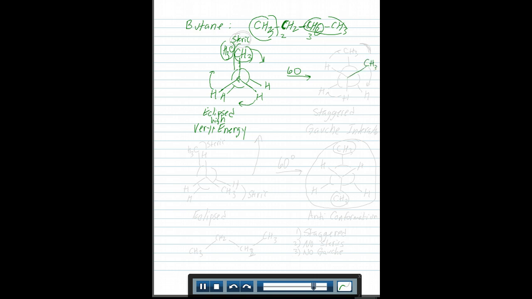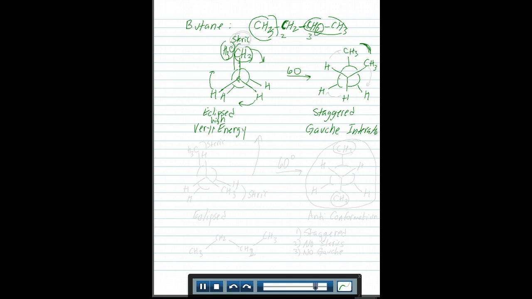All right. I now have a staggered conformation. So I've alleviated a lot of that steric strain between those two methyl groups. But the two methyl groups are still close to each other. All right? Even though I have a staggered conformation, it's still not ideal because I still have an interaction between these two groups. This particular interaction is called a gauche interaction. Okay? Gauche interaction. All right?